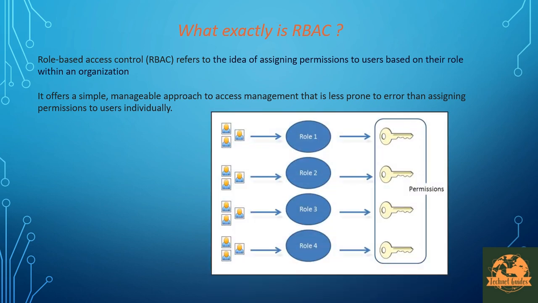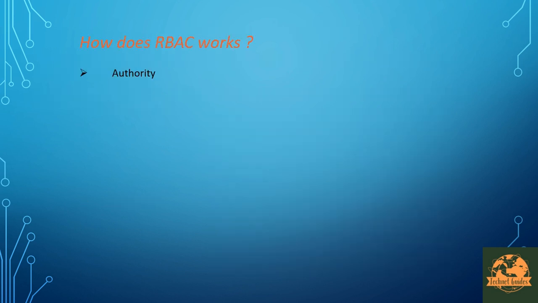So we have complete control of the environment, and instead of assigning one set of role to the entire audience, we are splitting those roles based on their designations or based on their competence levels, and then we are assigning those roles, and we are managing the permissions. So let's talk about how does this RBAC work.